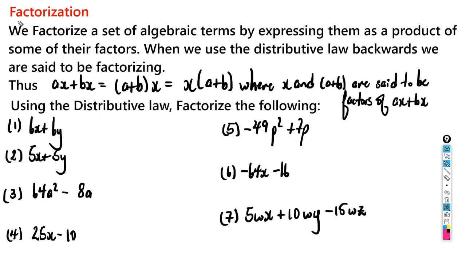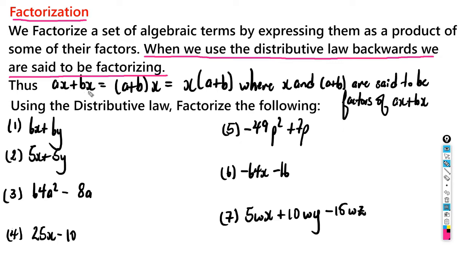Awesome, guys. So now we're going to be looking at factorization. It says we factorize a set of algebraic terms by expressing them as a product of some of their factors, right? So when we use the distributive law backwards, we are said to be factorizing. So let's just really highlight that again. When we use the distributive law backwards, we are said to be factorizing. Cool? So this is the example here.